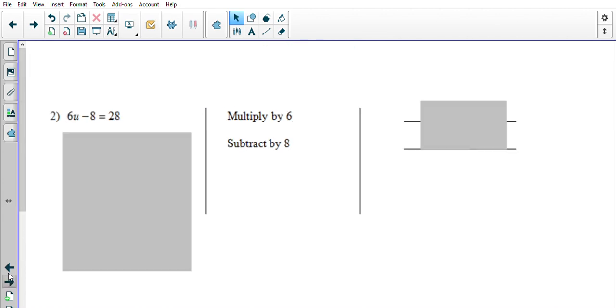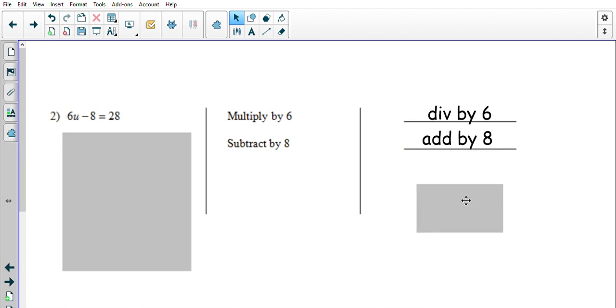All right, let's take a look at number 2, where we have to do some of the work ourselves. So we've got 6u minus 8 equals 28. The first thing that's happening to the variable u is we're multiplying it by 6. Then we're subtracting 8. The inverse of multiplying by 6 is to divide by 6. The inverse of subtracting 8 is to add 8. But keep in mind, we want to work in reverse order.